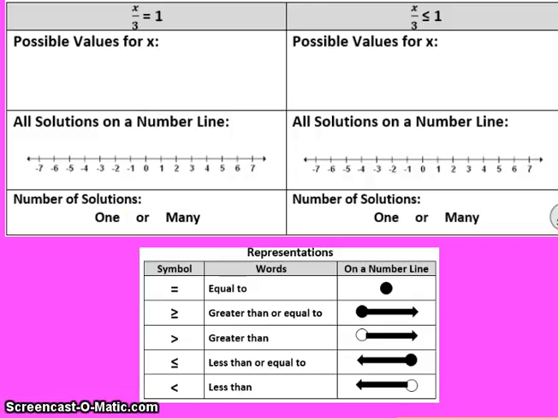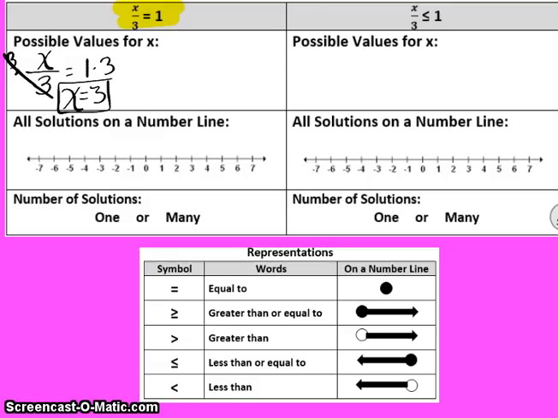This one is x over 3 is equal to 1. Remember that this fraction just represents division. And so what I have to do is find out the possible values for x. So I have x divided by 3 is equal to 1. Well, I know the opposite of division is multiplication. So I got to multiply by 3 on both sides. So now I have x is equal to 1 times 3, which is 3.